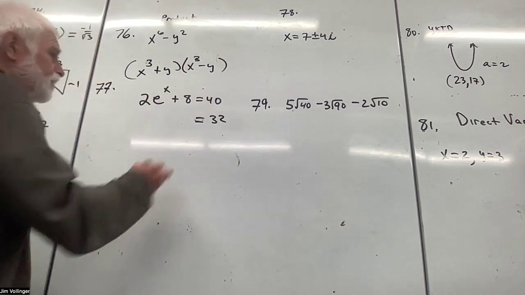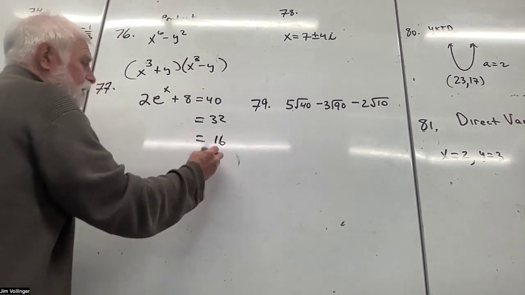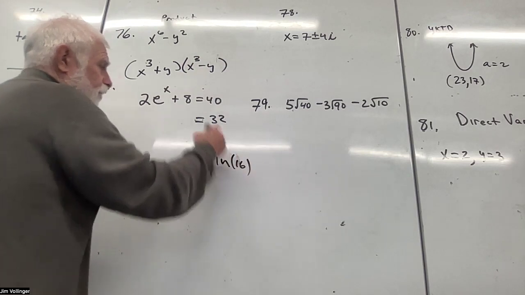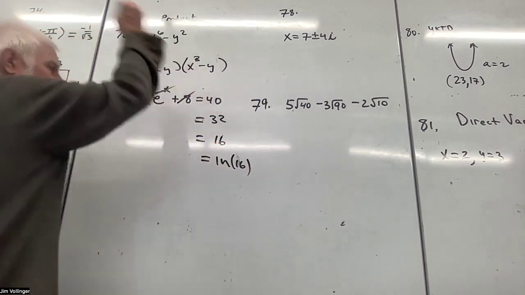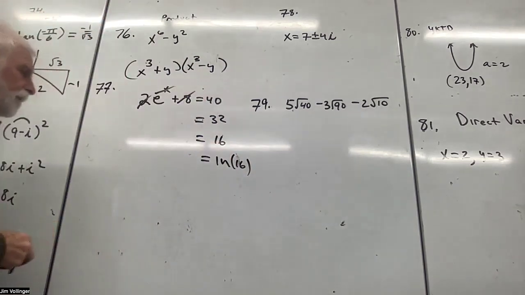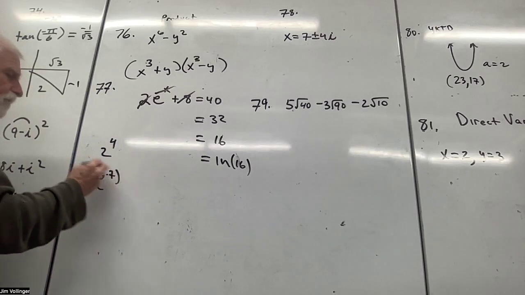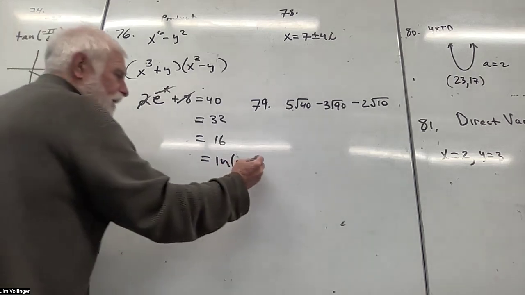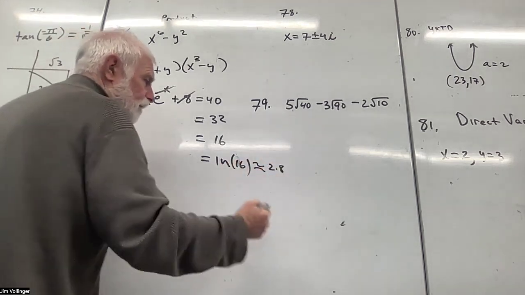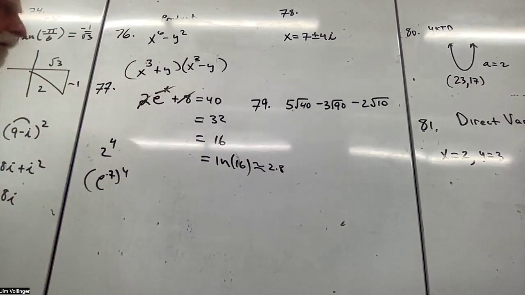All right, so 32 divided by 2, 16. So I've got the ln of 16. Those are the 3 inverse operations, bang, bang, bang, in the inverse order. Ln of 16, 16 is 2 to the 4, so e to the 0.7 to the 4 gives us an approximation of 2.8. Got to have a feel for size.